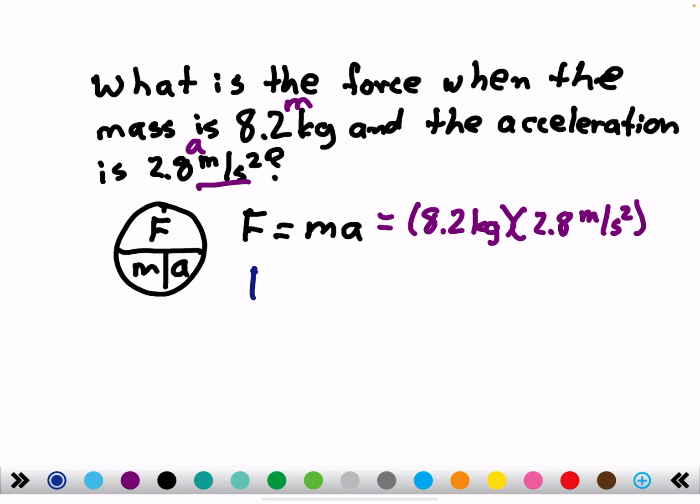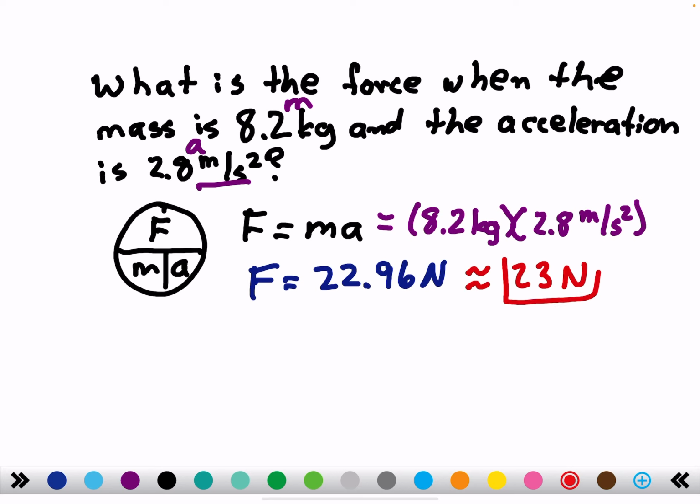So what we do is multiply these numbers on the calculator. Initially, we get 22.96 newtons, but the mass and the acceleration both have 2 significant figures. So we would round this off to 23 newtons for our final answer.